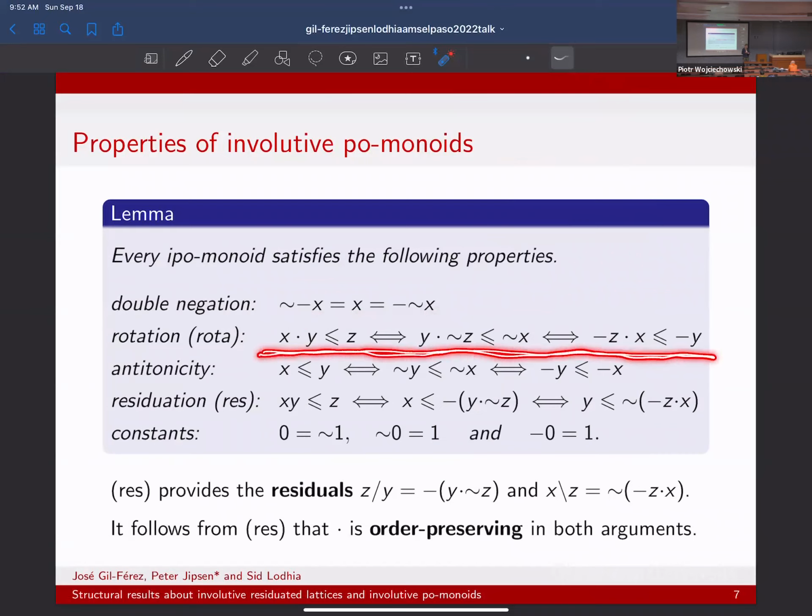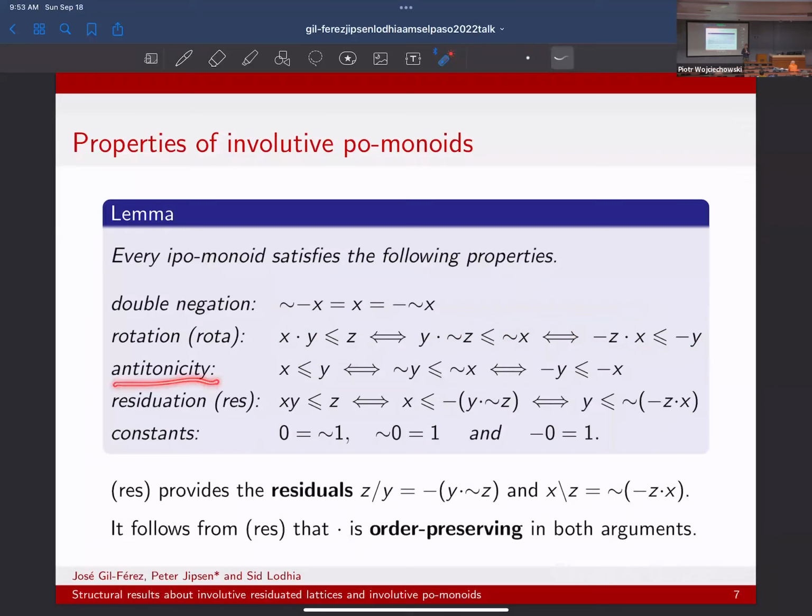This rotation tells you that if you have x times y below z, you can move the z over the less or equal to, and it becomes a tilde z. It pushes the y into the first position, and the x moves across, and it becomes a tilde x on the other side. So this is a nice rotation axiom. And you can go the other way, but then you have to use the opposite linear unary operation, the minus.